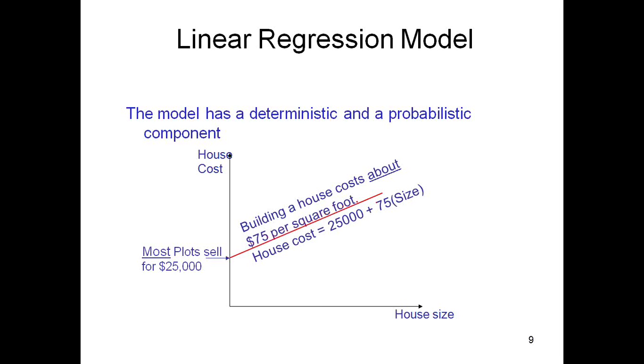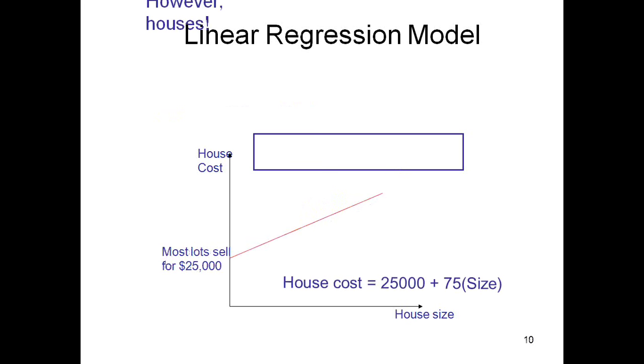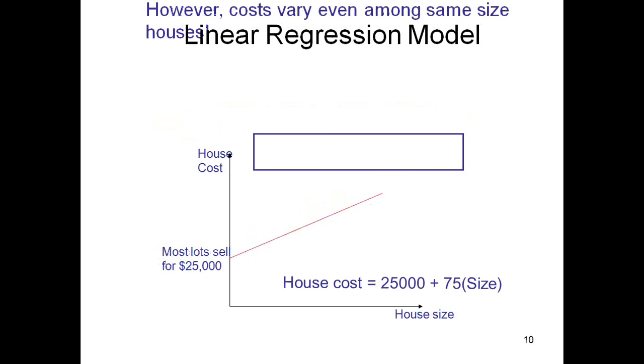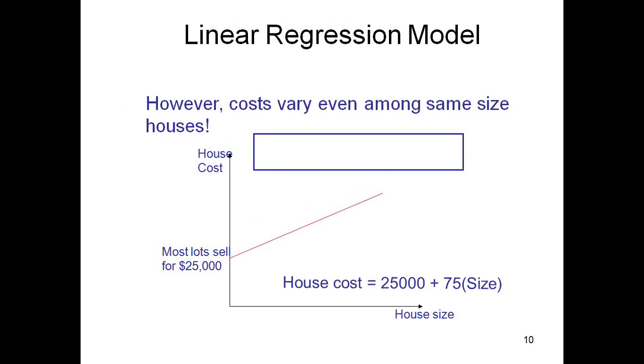So how can we fit this equation, to predict how much a house will cost in the future when we are going to build one? However, cost varies even among houses of the same size, because the materials and the kind of construction could be different. These are the different x's which are going to predict y. Here y is house cost. The house cost can depend on different kinds of x's, and the more information we get about those x's, the better we can predict.